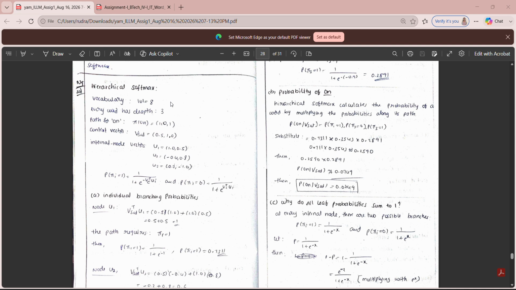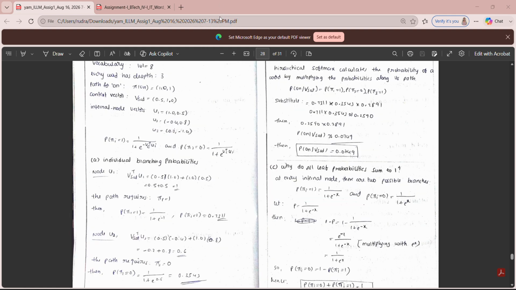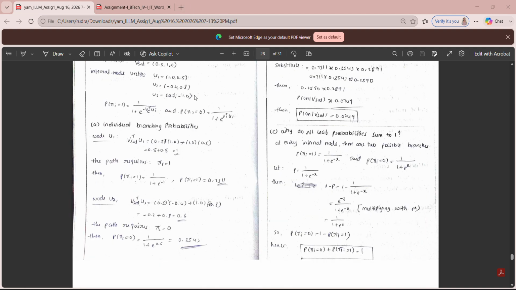For the first internal node, I calculate the dot product between the context vector and the internal node vector. Since the first path bit is 1, I use the sigmoid probability. For the other two nodes, I calculate similarly: because the second path bit is 0, I use one minus the sigmoid, and then I calculate the third probability using path bit 1. The probability of the word on is the product of the three branching probabilities along its path.